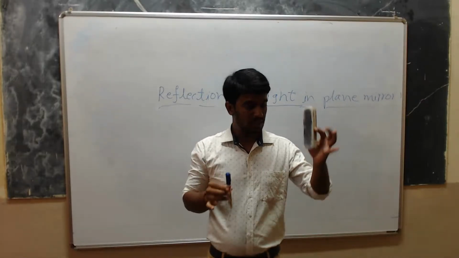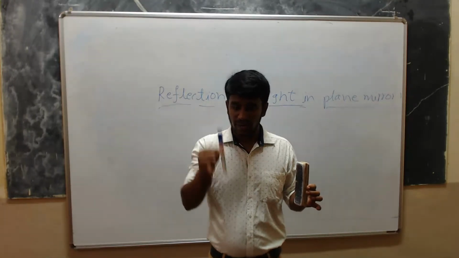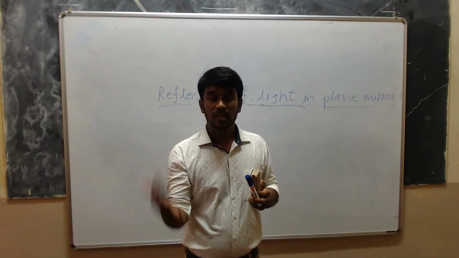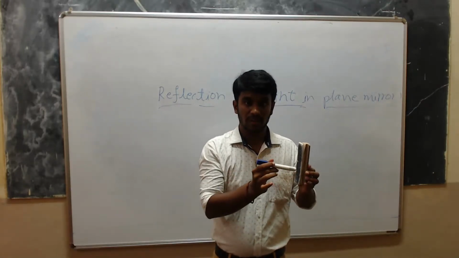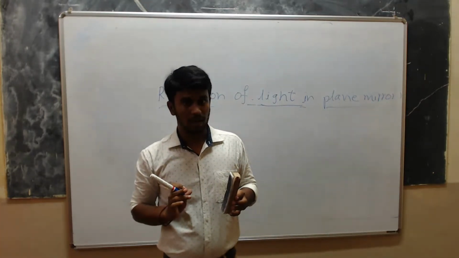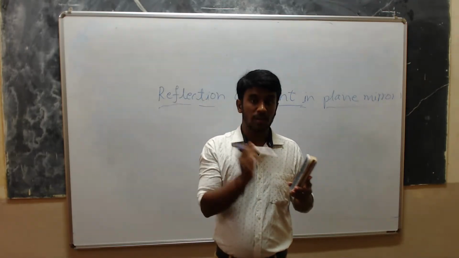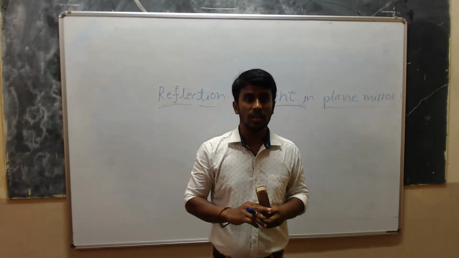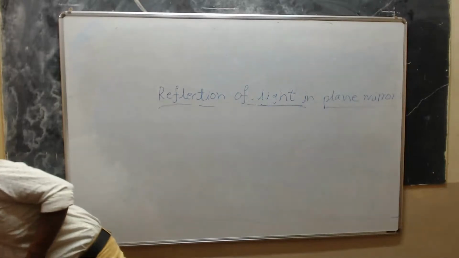listen carefully, this is a mirror and this is an object, say a candle or whatever it is. If you get the image of this object on the screen, then we can say that the image formed by this mirror is a real image. Clear? If the images formed by mirrors can be obtained on the screen, then those images are real images. If you won't get them, then we call it a virtual image.